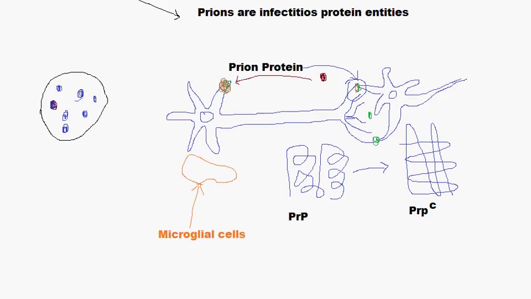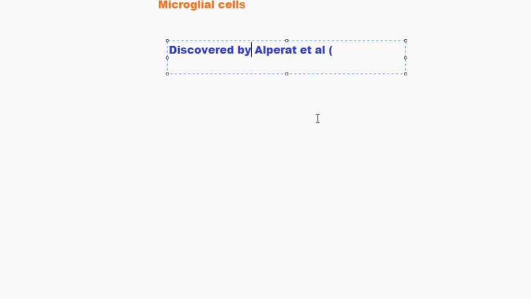So we have discussed in a lot of detail about the prion proteins. So let me write some more things about the prion proteins. Okay, so I have already mentioned that they are infectious protein particles, and they were discovered by Alper et al. in 1966. Let me write down discovered by, or else you will not understand what is Alper et al. Let me enlarge the text box as always. Discovered by Alper et al. in 1966. Okay, and infectious proteins.